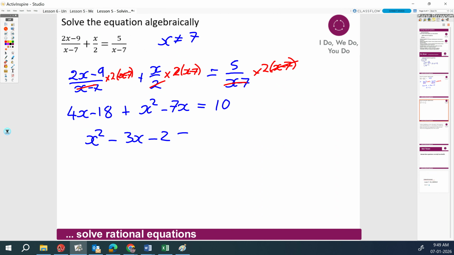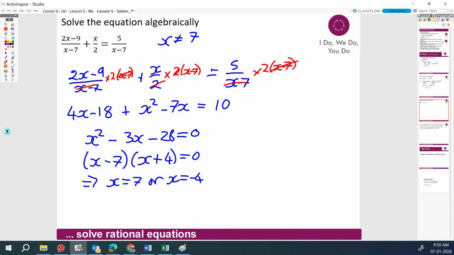Is that correct? 28. Oh, minus 28. We need to find two numbers that, multiplied together, give negative 28 and, added together, give negative 3, so that's going to be 4 and 7. So we want (x - 7)(x + 4), which implies that x equals 7 or x equals negative 4. x equals 7 is extraneous.